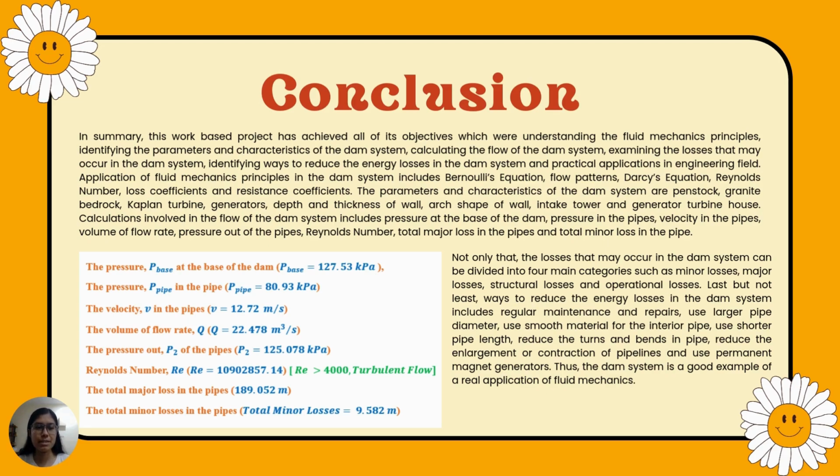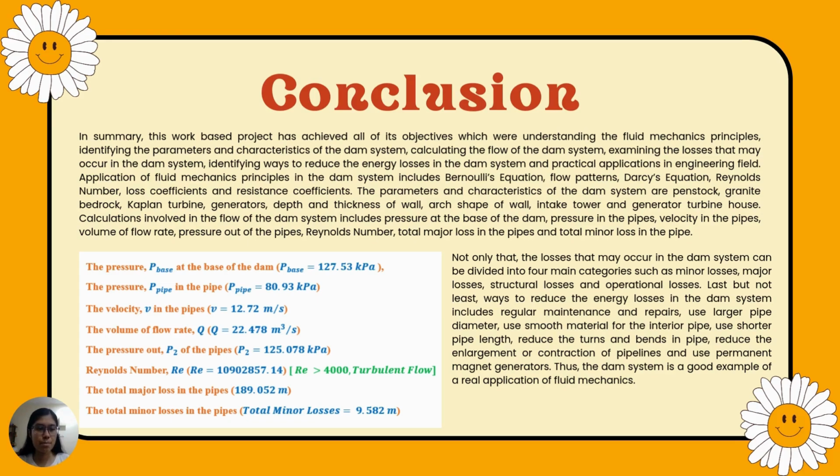12.72 meters per second. The volume flow rate equals 22.478 cubic meters per second. The pressure out of the pipes equals 125.078 kilopascals. Reynolds number equals 10902.857. Since Reynolds number is more than 4000, the flow is turbulent.